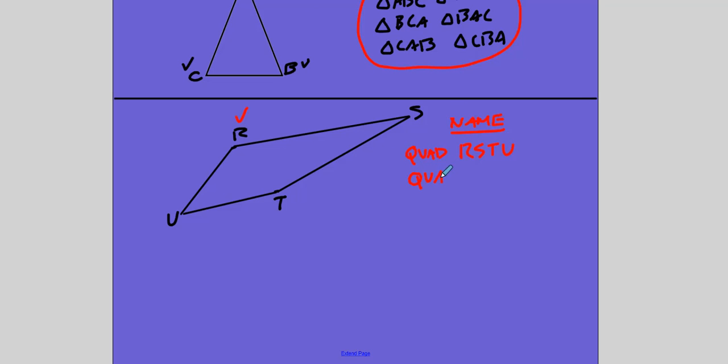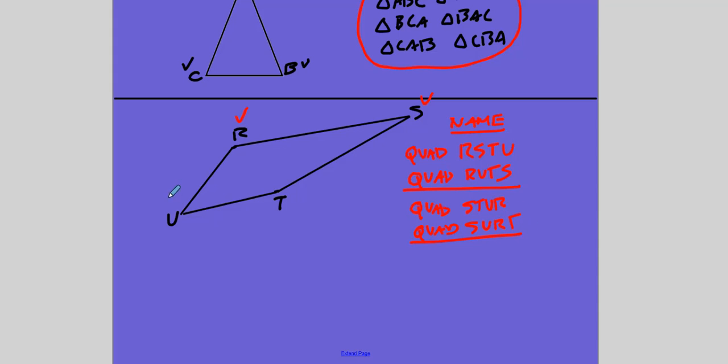So quad RUTS. Okay, so if I started at S, I could call it quadrilateral going clockwise STUR. So if I went counterclockwise starting at S, I call it quad SRUT.